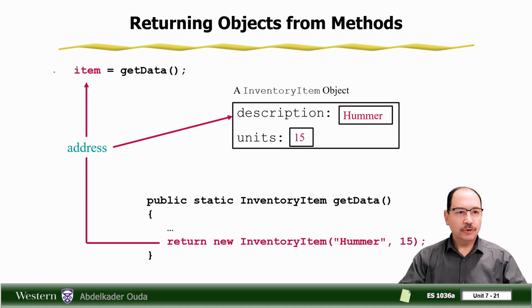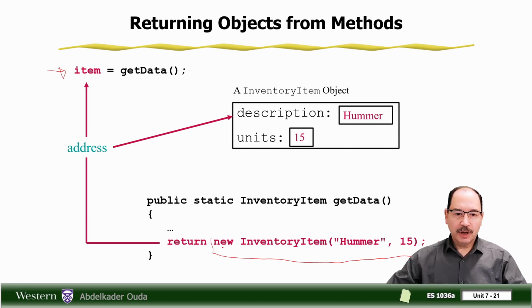In this screen, I'm going to show you how a method can return an object. Let us consider this statement here: item equals getData. That means we need to call the method getData, and once the method returns a value, this value needs to be assigned to the variable item. Again, item is an object of type InventoryItem. getData is a method that, as we described in the previous slides, creates an object of type InventoryItem with these two data, hammer as description and 15 for the units.